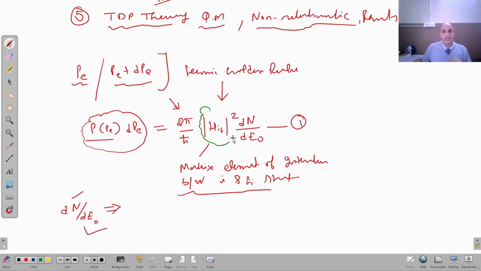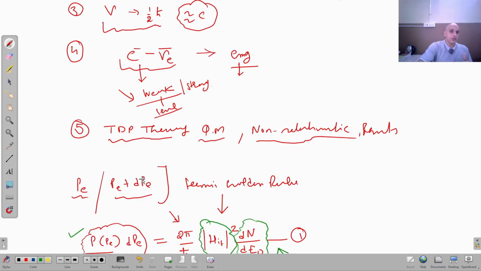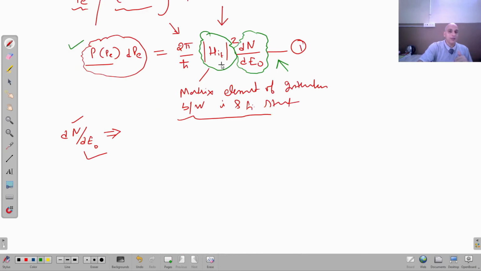Now we are going to find out these two values. First is H_if and then second is dn upon dE naught, and then we are going to put these values in equation number 1, and then we will get the expression for this probability, right? So the next part of this topic deals with calculating these two factors. First of all, I am coming to the first one, that is the interaction matrix element.